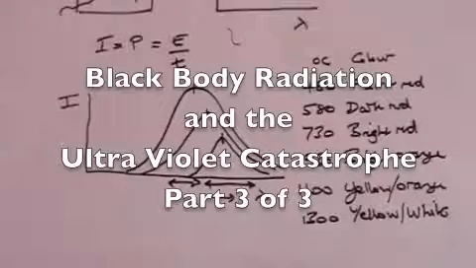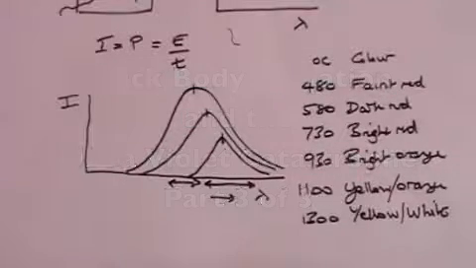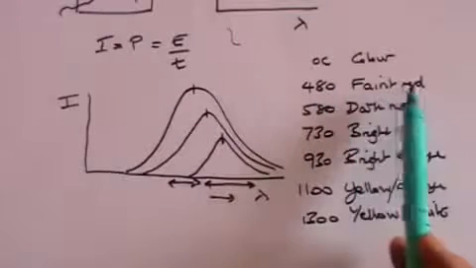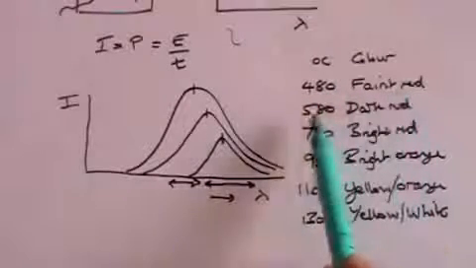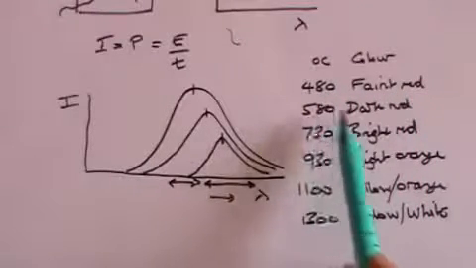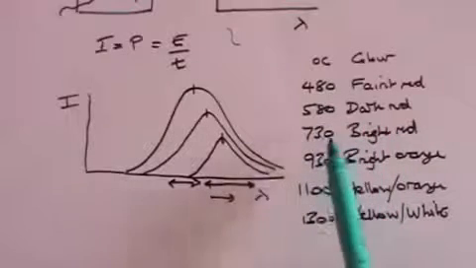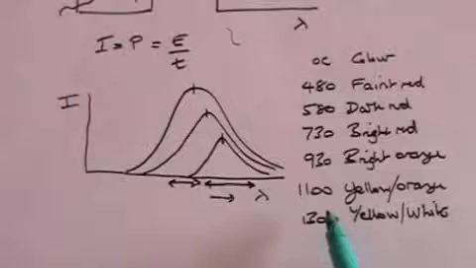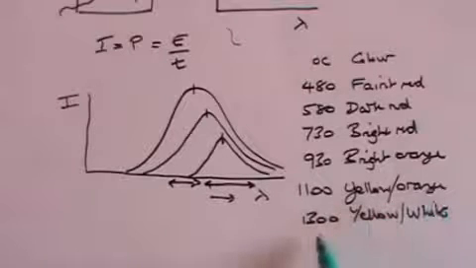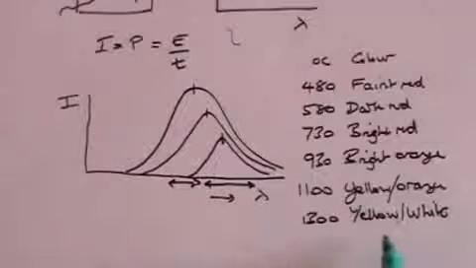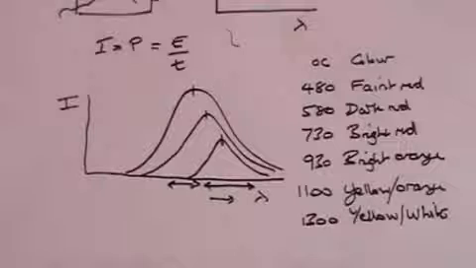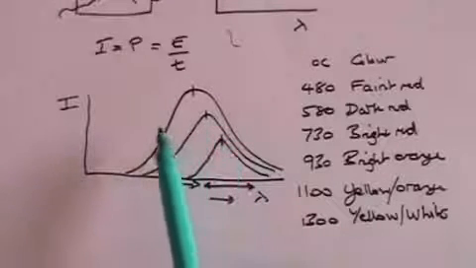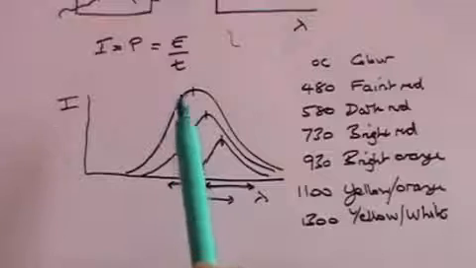And here, very roughly, I have shown the colours that you get as the temperature increases. At about 480 degrees something will glow faint red. At 580 degrees Celsius it's going to be dark red. At 730 it becomes bright red. At 930, bright orange. At 1100, yellowy orange. And at 1300 degrees Celsius, yellowy white. In other words, as the temperature increases, this graph moves this way and you get into the visible light region.